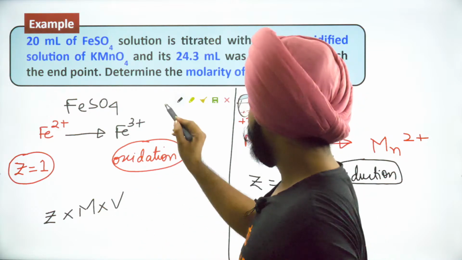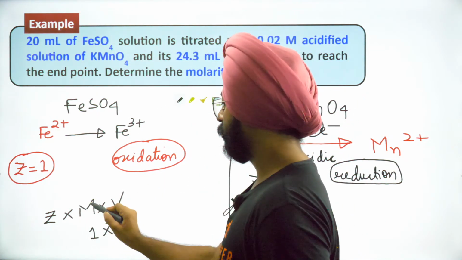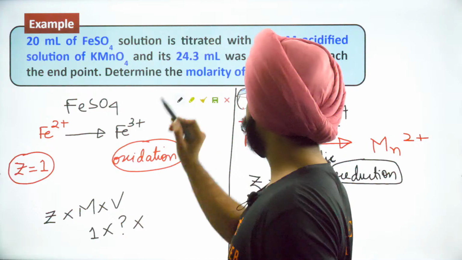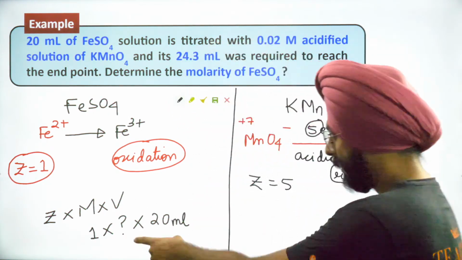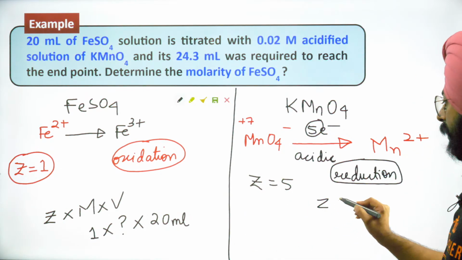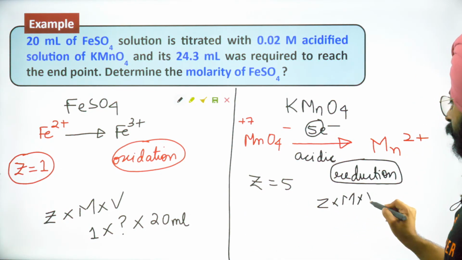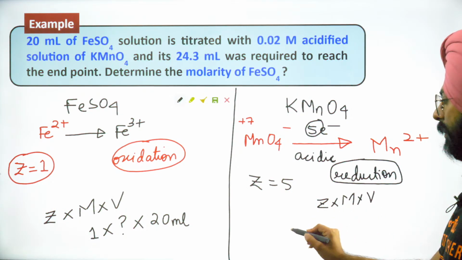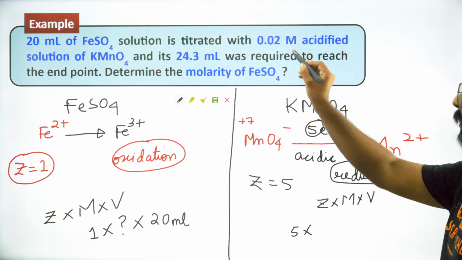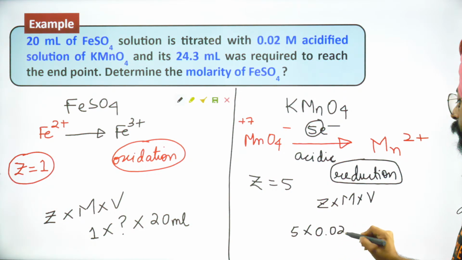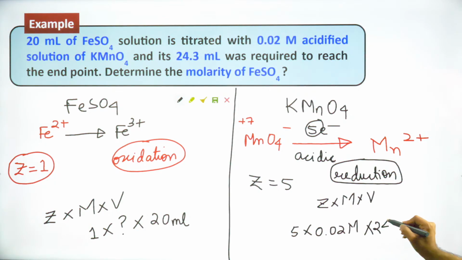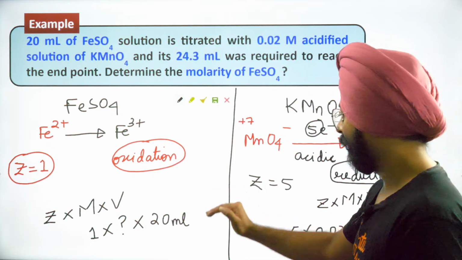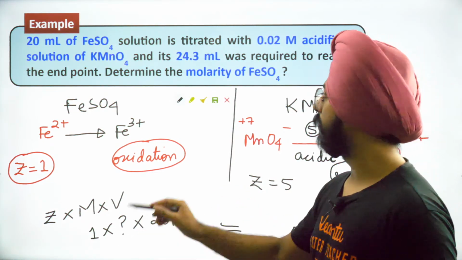Khatam. So Z क्या आएगा यहाँ पे? 1. What is the molarity? I don't know. What is the volume used? 20 milliliter. The same equation for this side. Valency factor into molarity into volume. Let's write it for KMnO4. Valency factor is equal to 5. Molarity is equal to 0.02. What is the volume used? 24.3 milliliters. Now, just equate these.